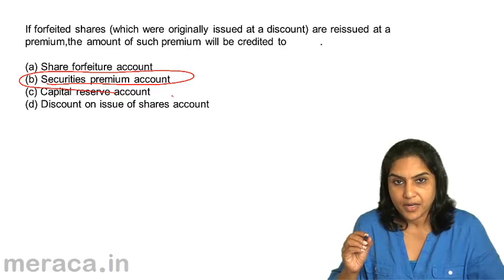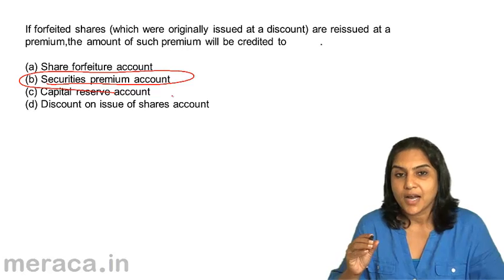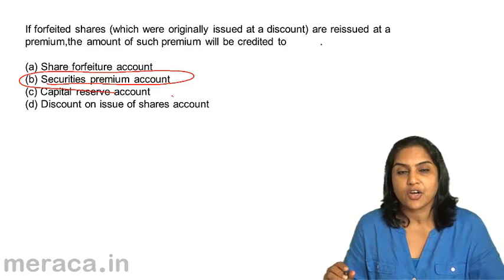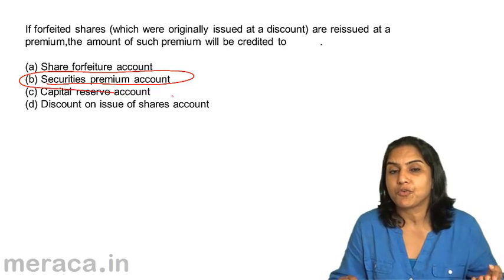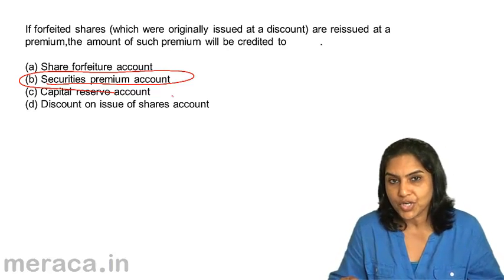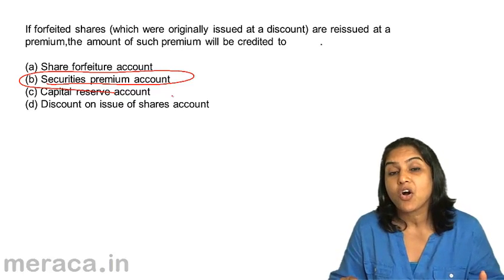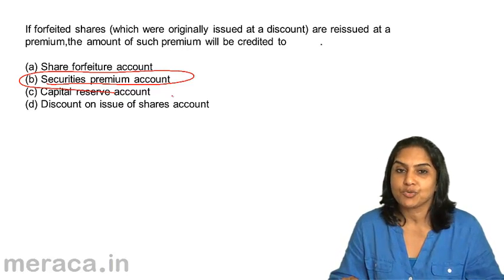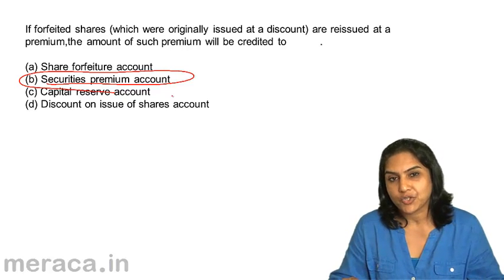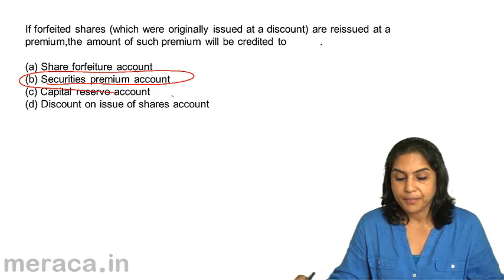Shares when they are issued at a premium, whether it is reissue or original issue, the amount is retained in the securities premium account and it cannot be used for any other purpose except the four purposes, which is issue of bonus shares, writing off of preliminary expenses, writing off of commission or discount, or any other expense on issue of shares or debentures, and it can be used to set off the premium on redemption of preference shares or debentures. So the correct answer here is B.